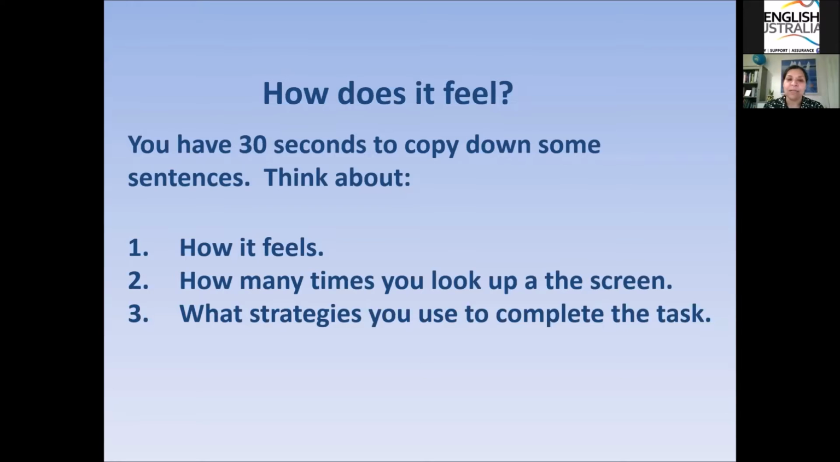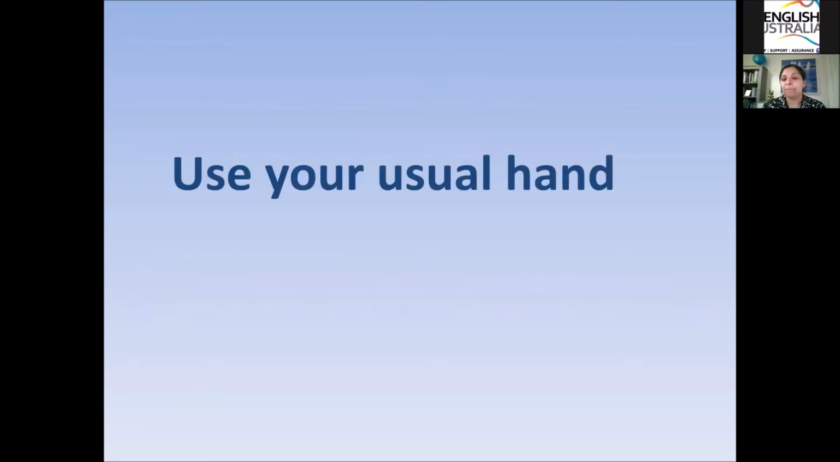Hopefully by now you've all got yourselves a bit of paper and pen. Now, using your usual hand, the hand that you normally write with, which people often say is the stronger hand, you're going to be writing a sentence. As I said, 30 seconds.